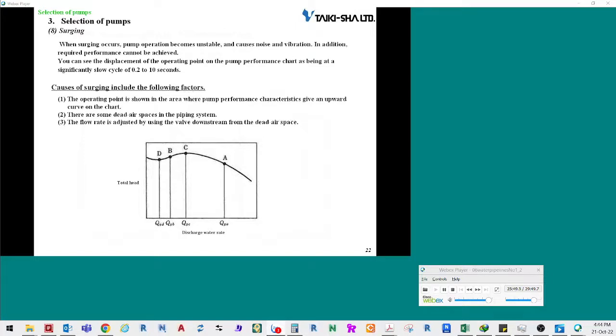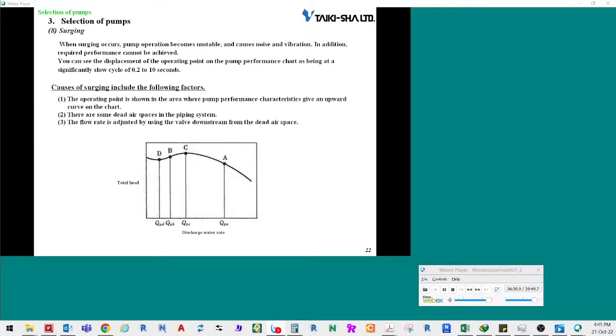Surging. When surging occurs, pump operation becomes unstable and causes noise and vibration. In addition, required performance cannot be achieved. You can see the displacement of the operating point on the pump performance chart as being at a significantly slow cycle of 0.2 to 10 seconds. Causes of surging include the following factors.